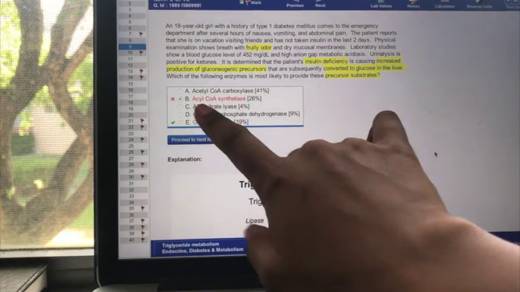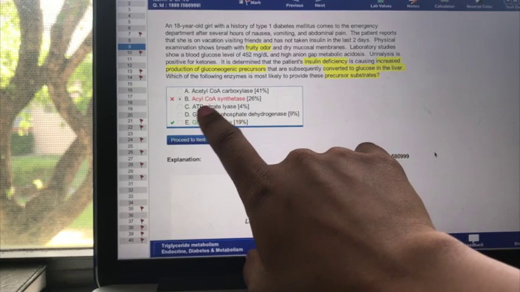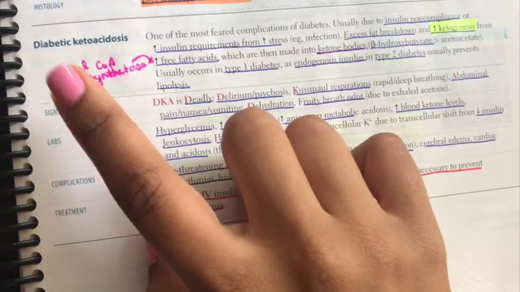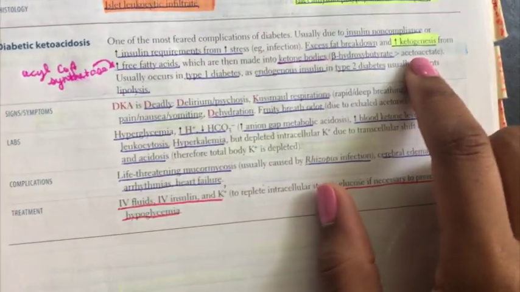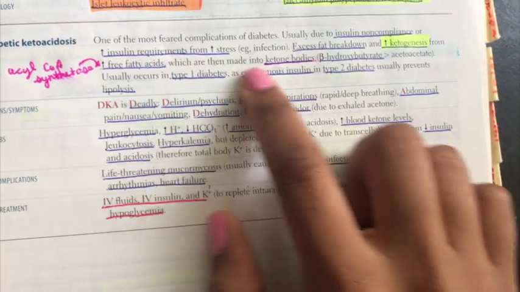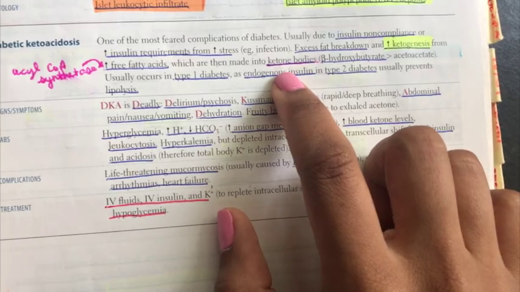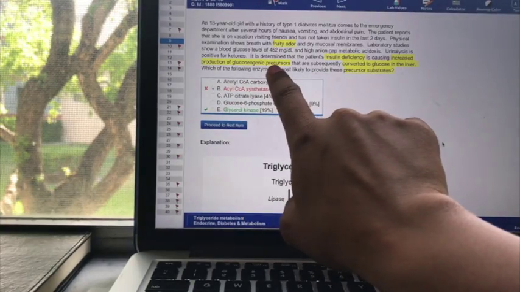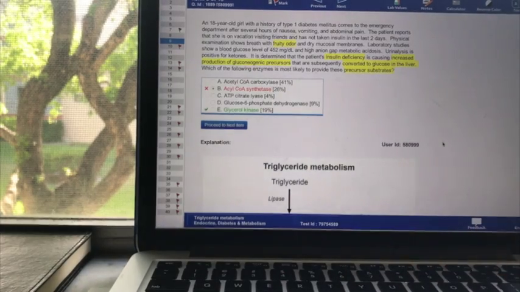My answer for this question was acyl-CoA synthetase. I'm not really sure how to pronounce that, because that's what's used in fatty acid oxidation. That's what I remembered from my notes for diabetic ketoacidosis. So you have an increase in free fatty acids, which leads to oxidation. What I didn't recall is that it only leads into making ketone bodies. The question asked for increased production of glucogenic precursors, so that's why I got it wrong.